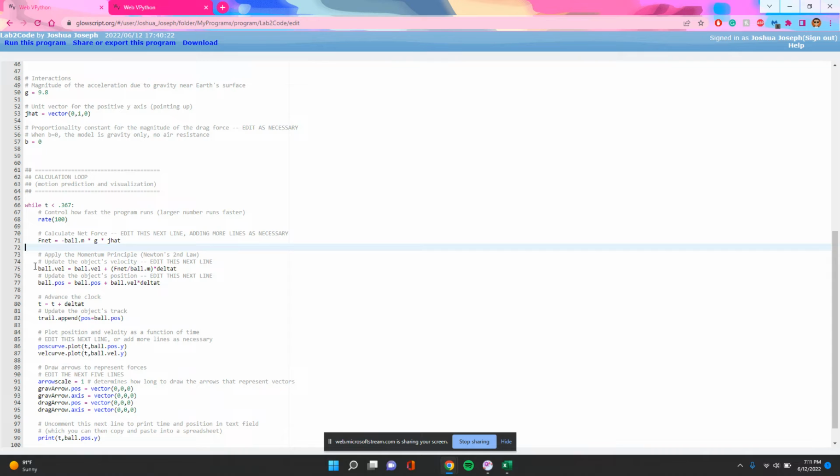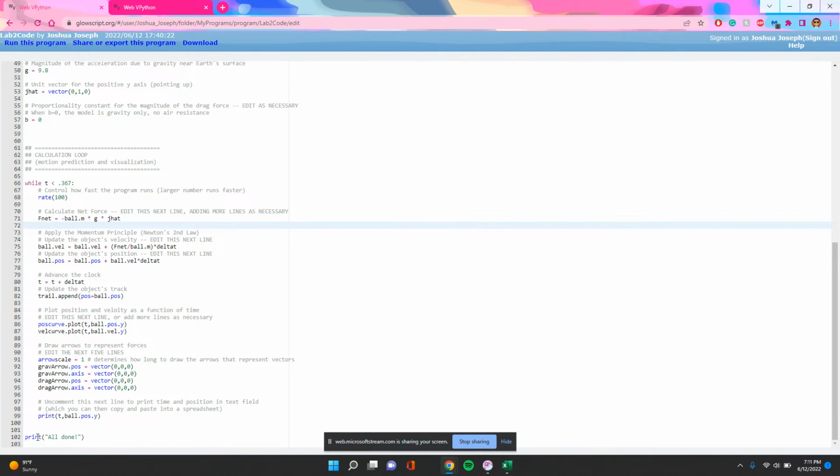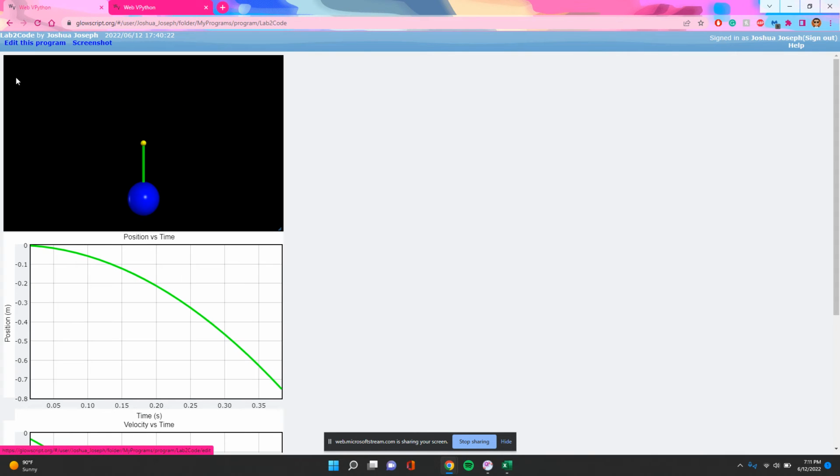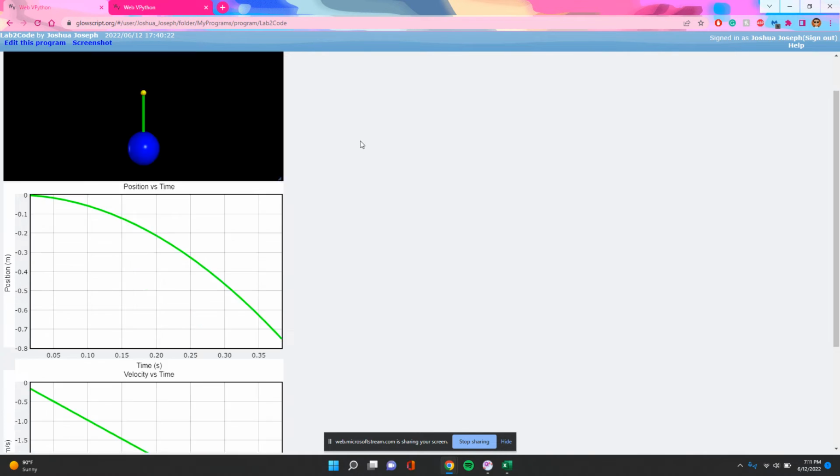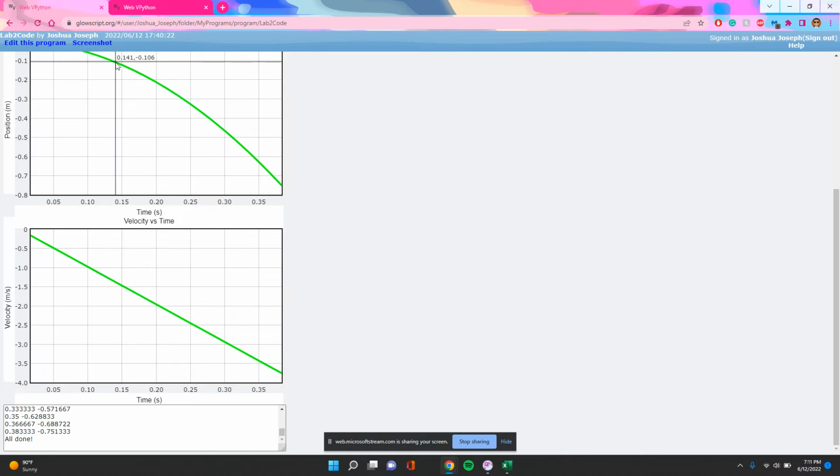We also have the updated velocity and position formulas here, and it prints out the time and the ball's position in the y direction. So when we run this program, we'll see the ball shows a similar motion as observed in the video as well. And here are the data points.